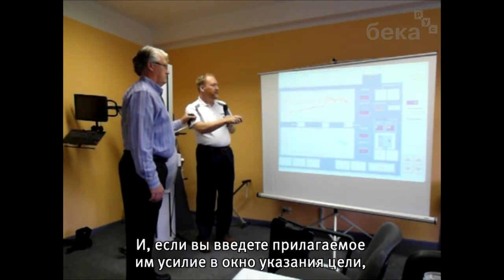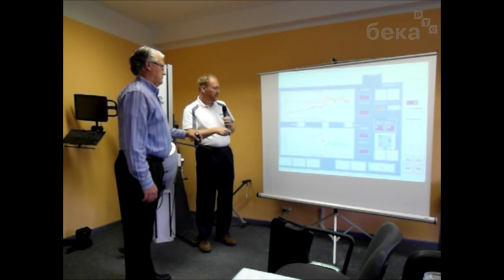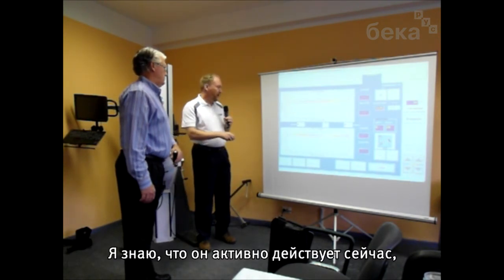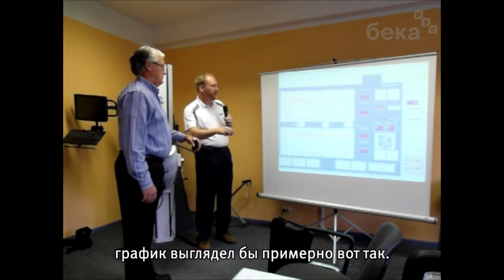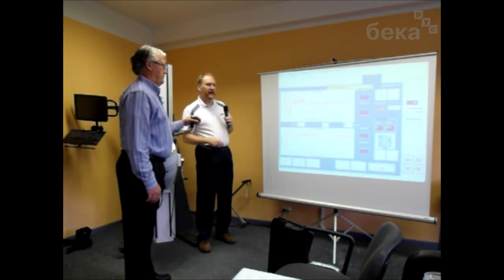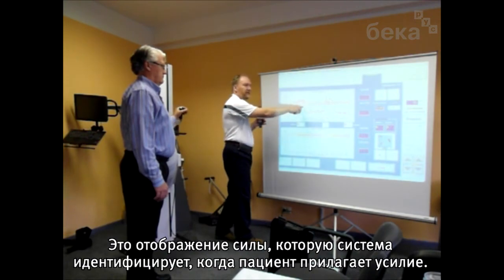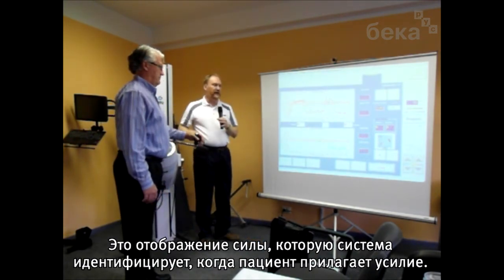And if he keeps his force output inside this target window, I know he's actively participating. Because if he was just doing it passively, I would just see a graph here that looked like this. So that's passive. This is active. And that's active. So you can tell by the way the force, this is a representation of the force that the machine sees that the person is exerting during the exercise.